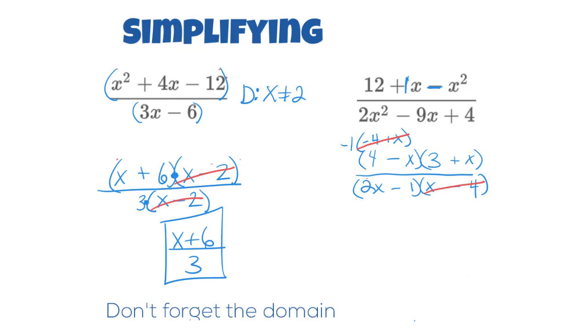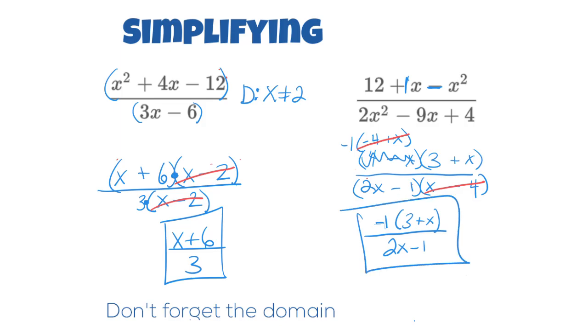But I'd still have the -1 sitting out in front. So my final answer will have that -1 out in front. And then the 3 plus x. Remember, this is gone now because I have it up above factored. And you could distribute your -1 if you wanted. It would be fine. Either way is okay. And in the denominator, I have a 2x minus 1 left.